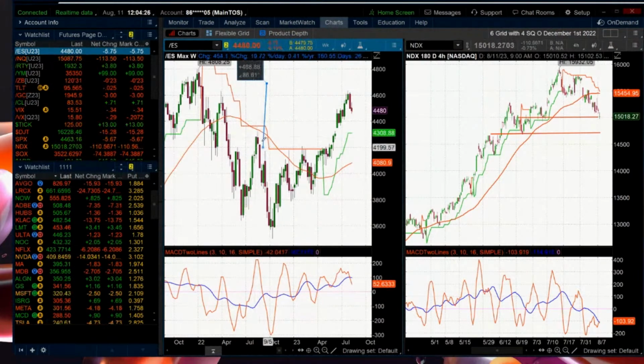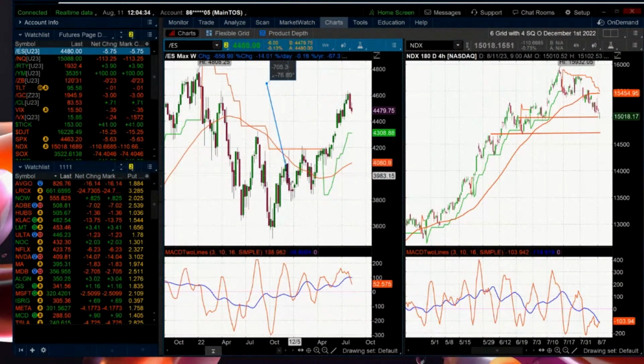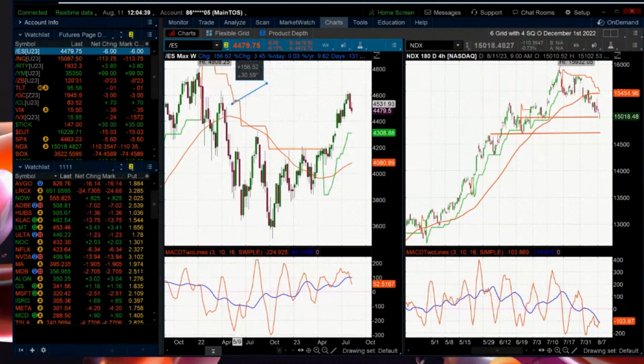But you'll see every time you got a red candle to take back a lot of a green, you had a follow through every single time. Every time. Look at this. That one, that one, that one, that one, that one, and so on.